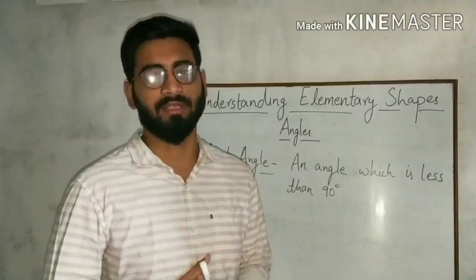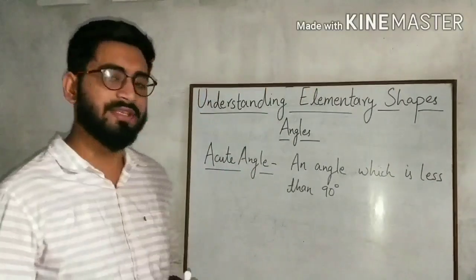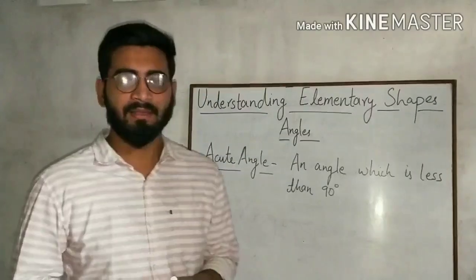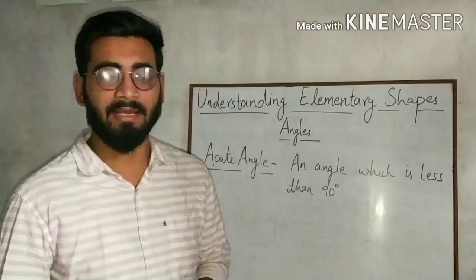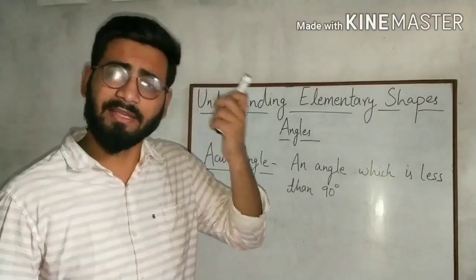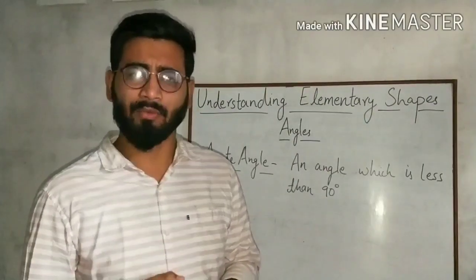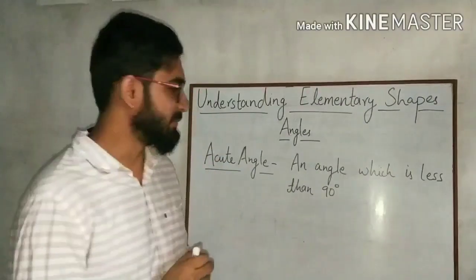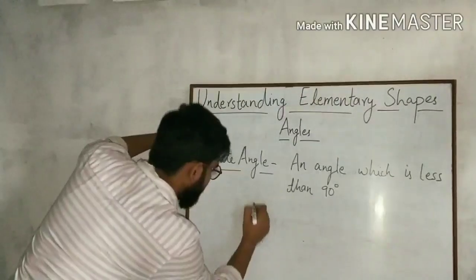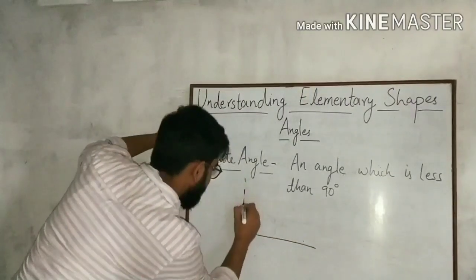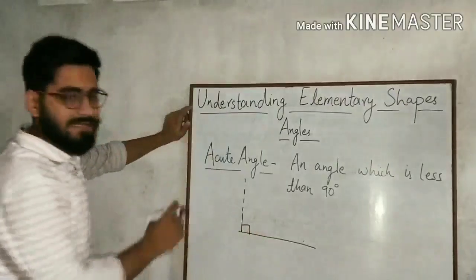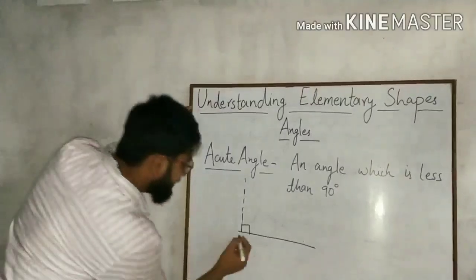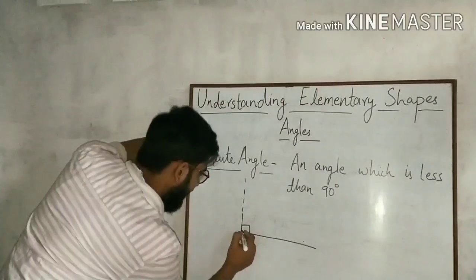An angle which is less than 90 degree is known as acute angle. Like an angle of 30 degree, an angle of 60 degree, an angle of 89 degree. All these angles which are less than 90 degree are acute angles. Suppose look here. We all know that this is 90 degree. So if an angle is less than this 90 degree, then it is acute angle.